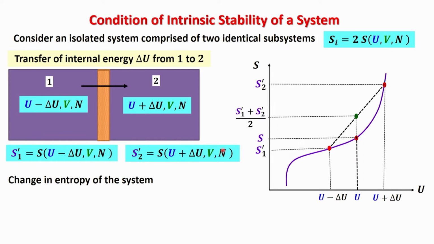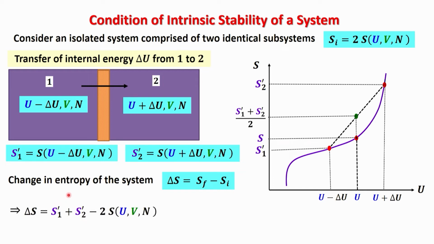Now, how am I going to use these values? I understand that under the given condition, the change in entropy of the system is S final minus S initial, where S initial is 2 times S evaluated at U and S final is S1 prime plus S2 prime. So, if I now write down delta S, I can very easily see that delta S is 2 times half of S1 prime plus S2 prime minus S.